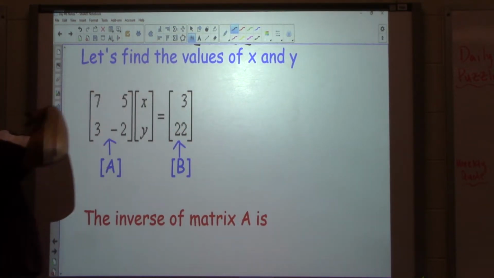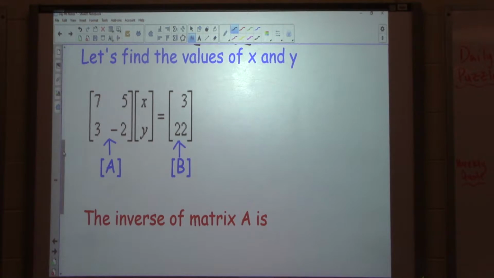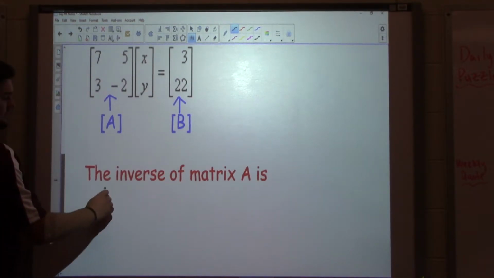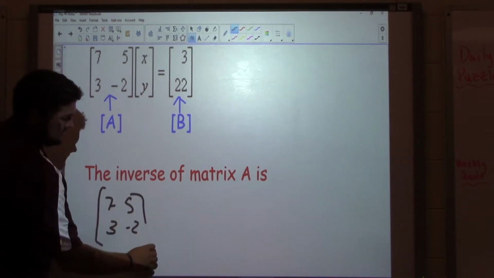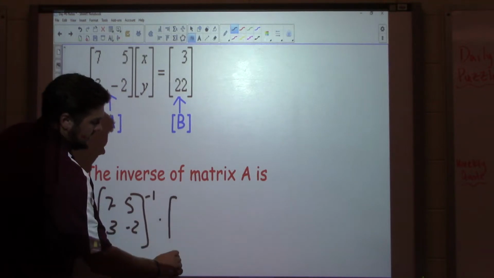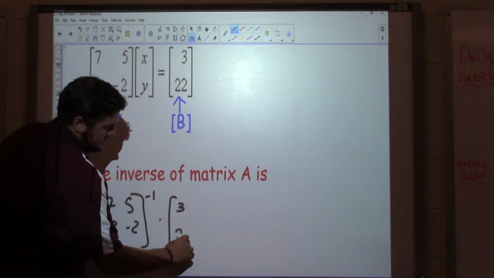This is the same problem as up top, right? To find x and y, we're going to take the inverse of our first matrix. So we're going to take 7, 5, 3, negative 2, take the inverse, and multiply it by 3, 22.